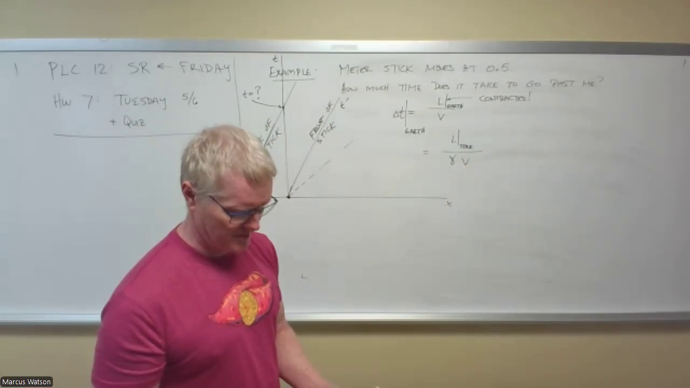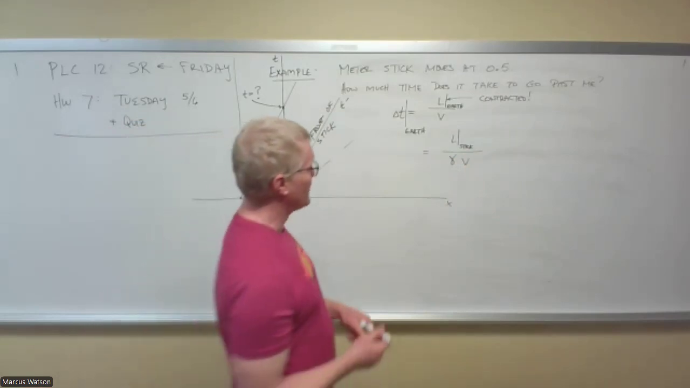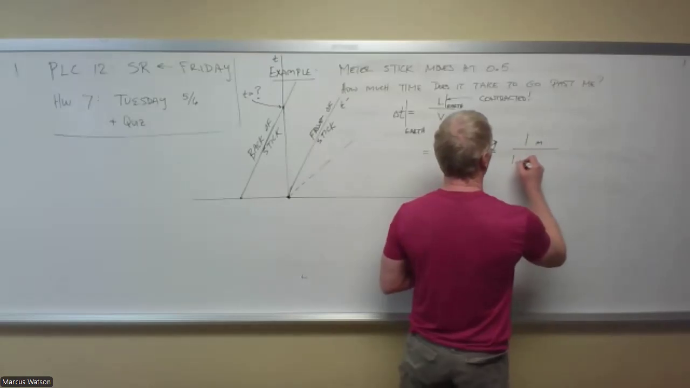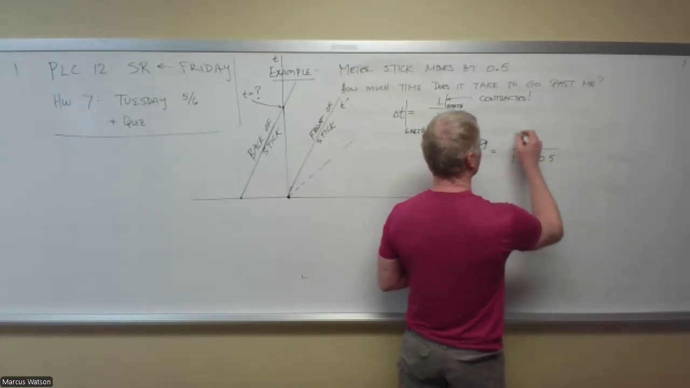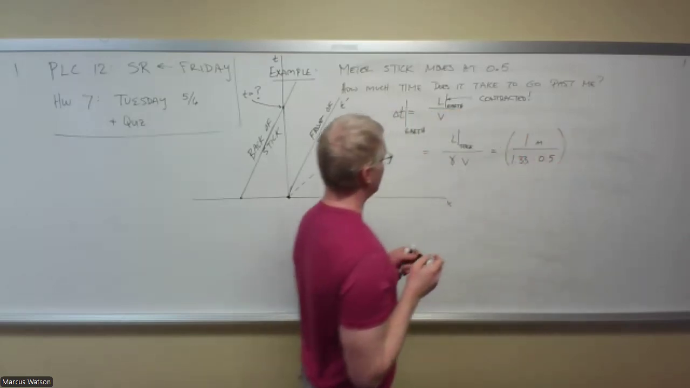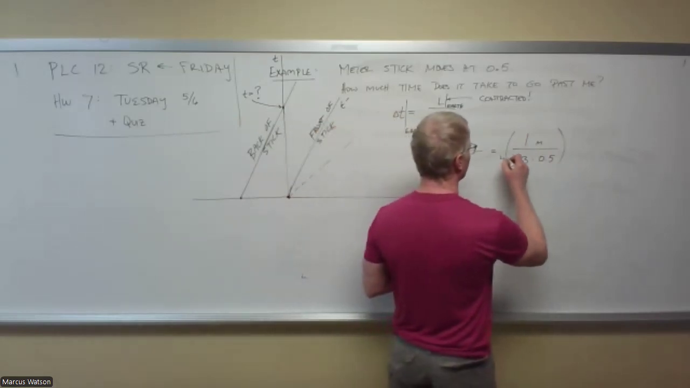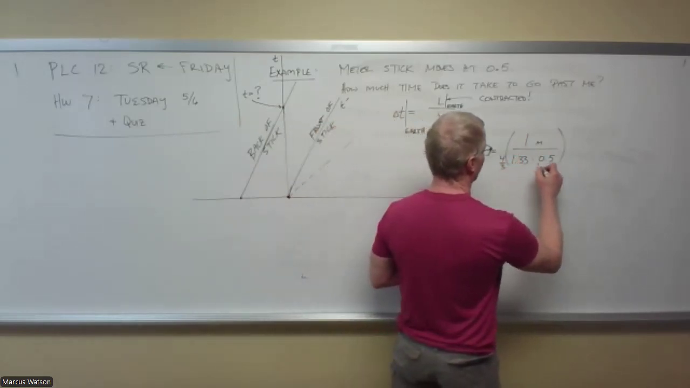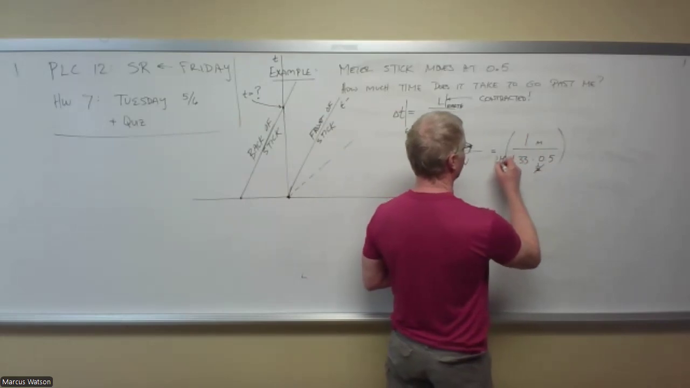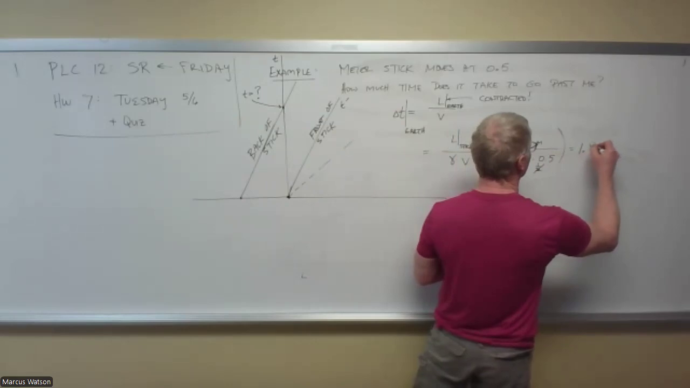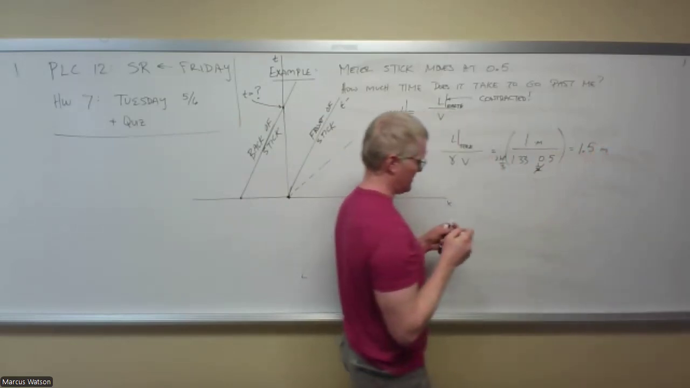Where's my squared button? There it is. Yep, 1.3. This is equal to 1 meter divided by 1.33 times 0.5. Since this is 4/3, and that's 1/2, I can get rid of that and say it's 2/3. So this is equal to 1.5 meters.